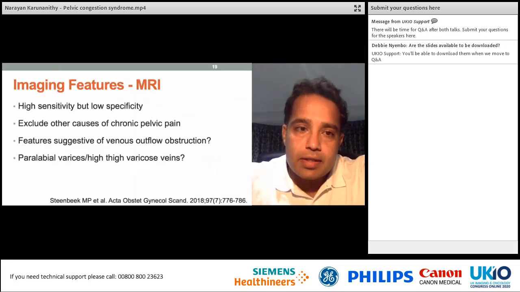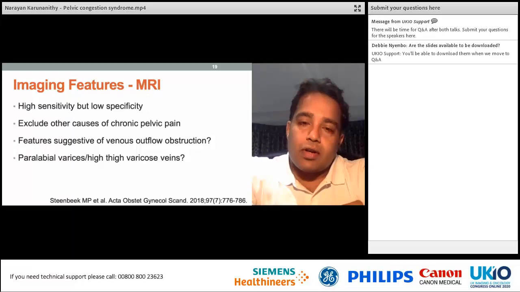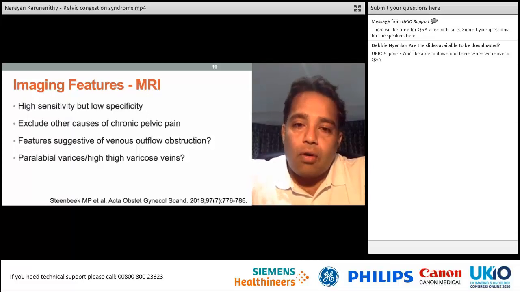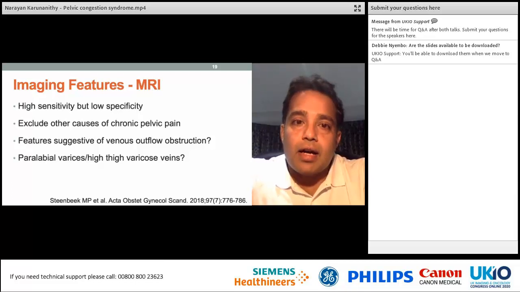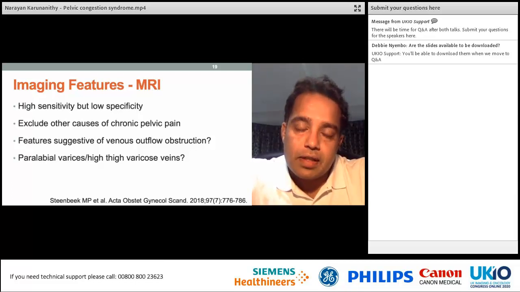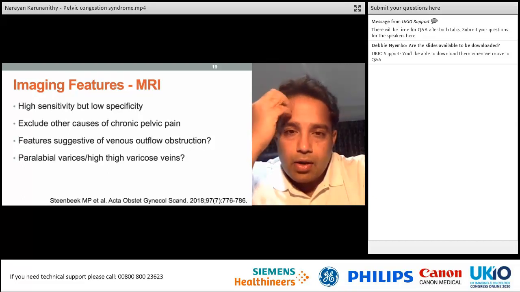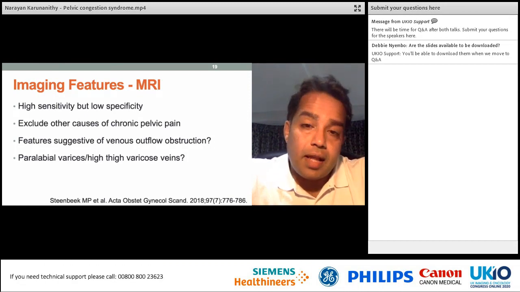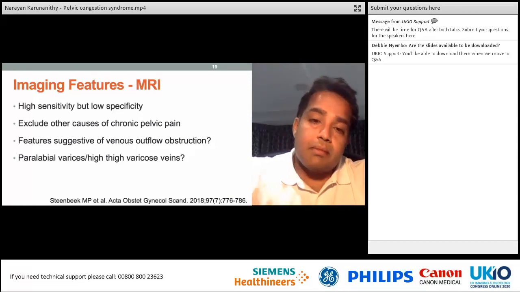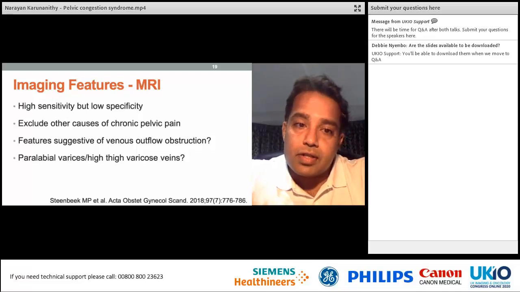Moving on to MRIs, we know that MRI is a very good imaging modality for looking at pelvic pathology, but when it comes to pelvic congestion syndrome, a number of studies have looked at the sensitivities and specificities, and generally it has a high sensitivity but low specificity. So quite commonly you'd see what looks like dilated veins within the pelvis, and that may not always mean that there is pelvic congestion syndrome.